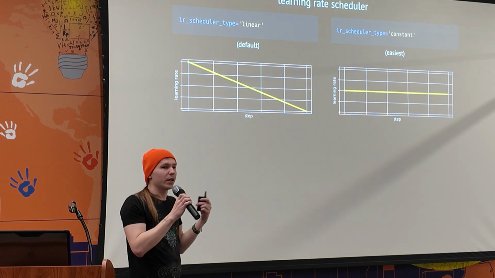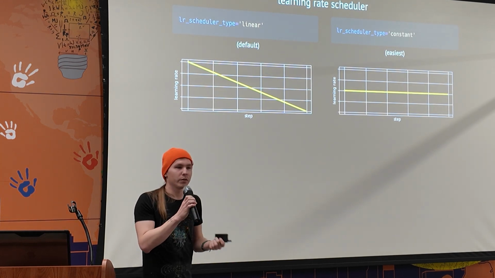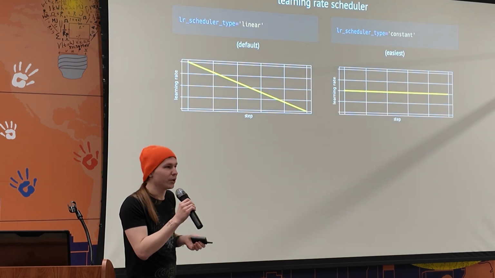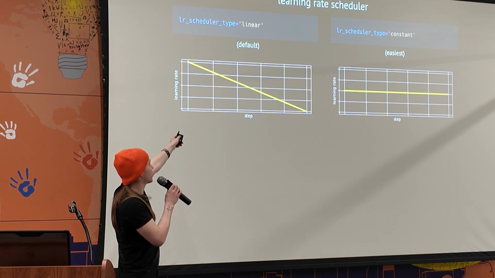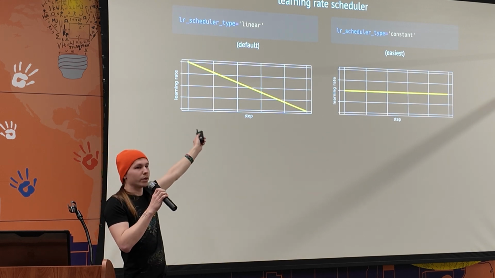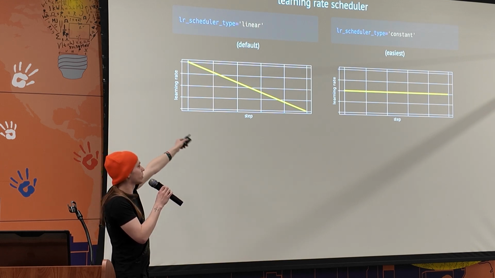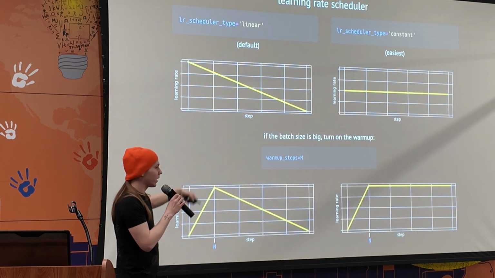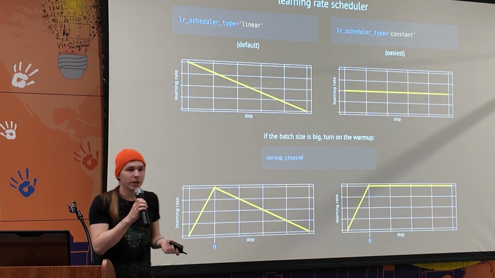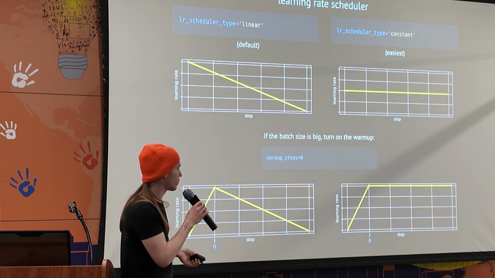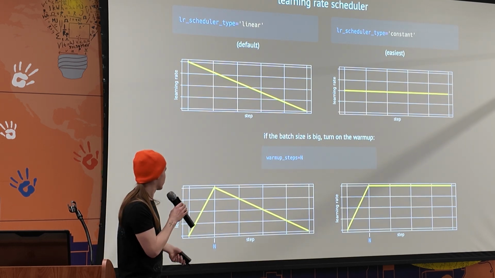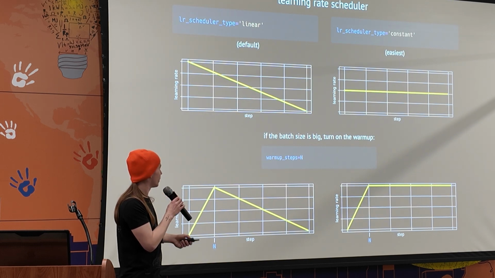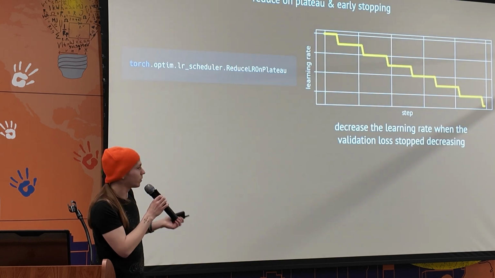The thing is that in Hugging Face Trainer, you are using a learning rate scheduler by default. So unlike vanilla PyTorch, you are using this linear learning rate scheduler. So your learning rate changes over time like this. You can set it to constant. And if your batch size is big, the common approach is to use warm-up. It looks like this. You just set some steps for a linear increase of the learning rate.